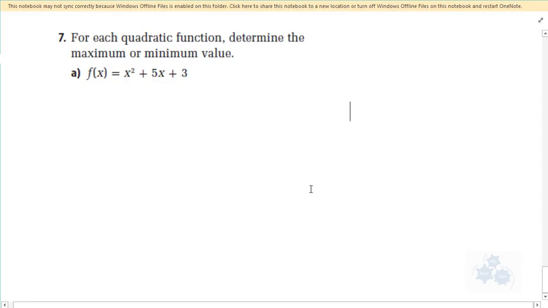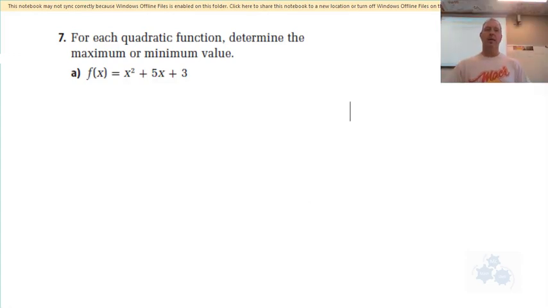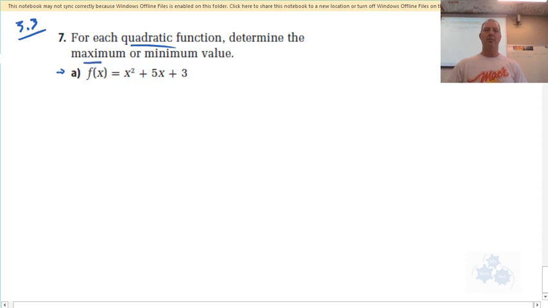So this is 3.3 number 7 from Pre-Calculus 20. The question asks, for each quadratic function, and we'll do A together, determine the maximum or minimum value. So this really is the y value of the vertex.